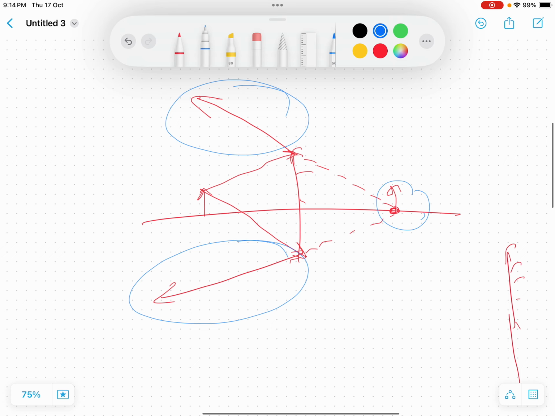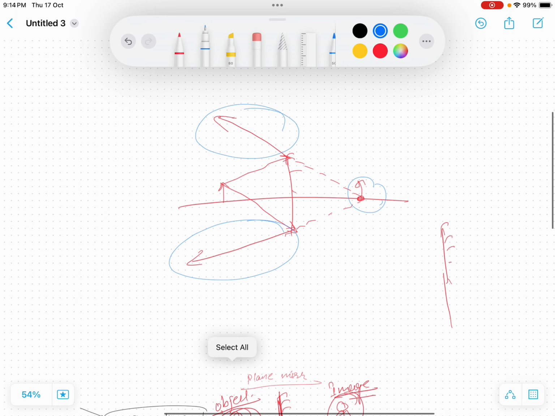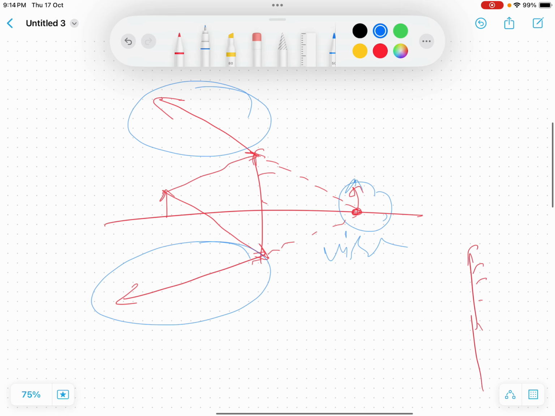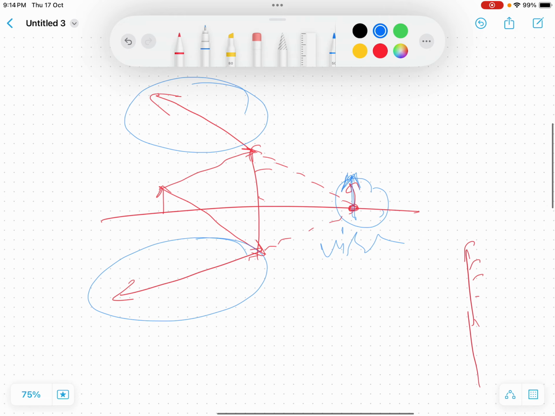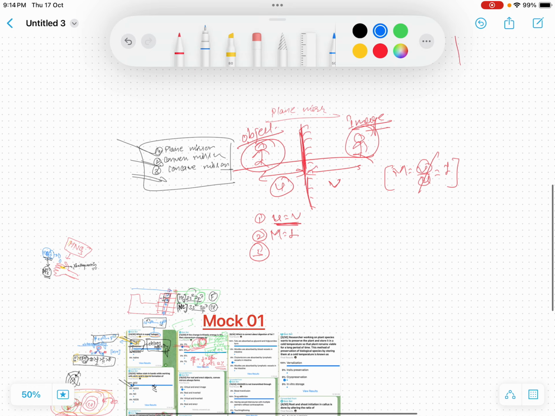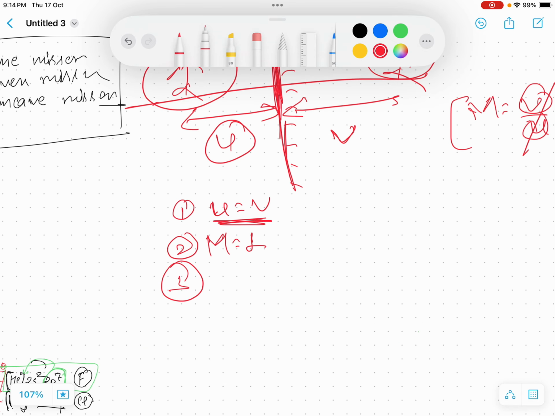The reflected rays do not meet to form an image. So what kind of image is this? This is a virtual image. And the image is erect, it's not inverted. Like here it is erect and here it is also erect. So a plane mirror always forms what kind of image?